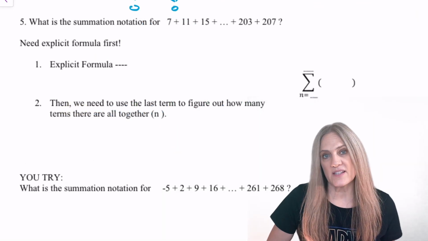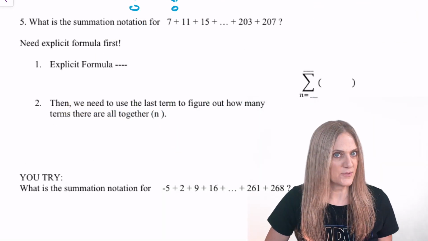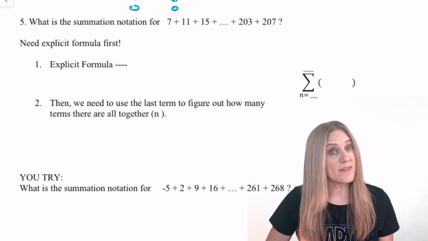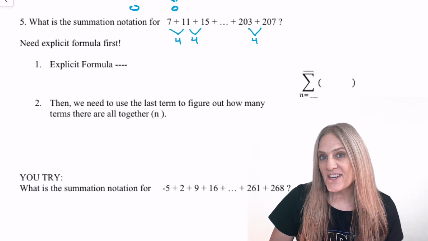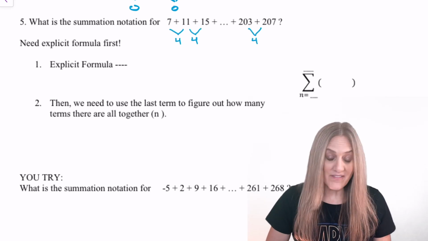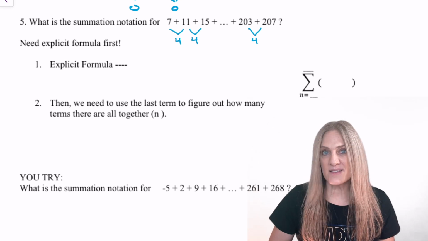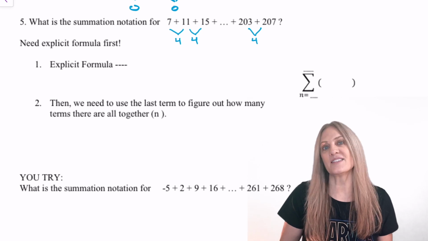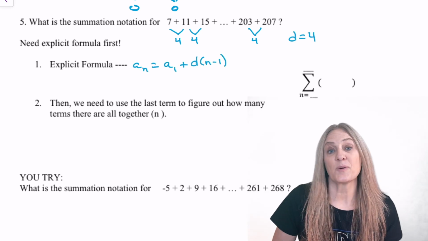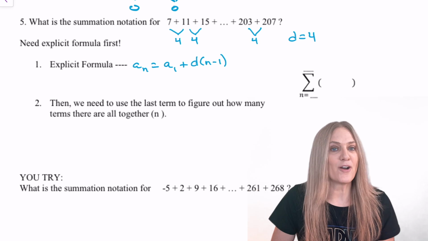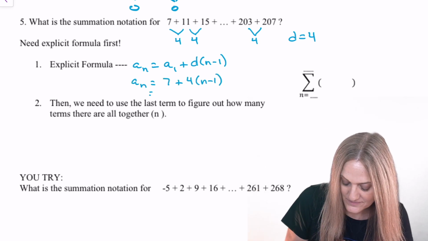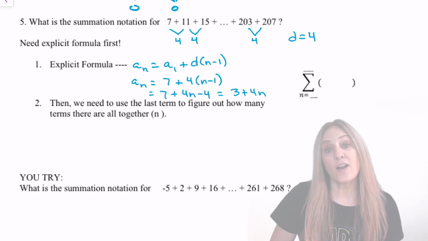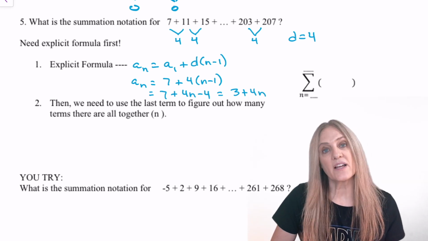Next, we're given a series and we're asked to write it in summation notation. Well, we're going to need the argument. Let's see if it's an arithmetic series. Remember how we check? Term minus previous term, so 11 minus 7 is 4. 15 minus 11 is 4. 207 minus 203 is 4. So we have a common difference of 4. Let's plug into our explicit definition and get the argument. The argument for our summation notation is 3 plus 4n.